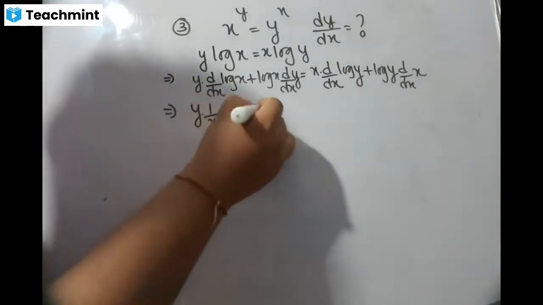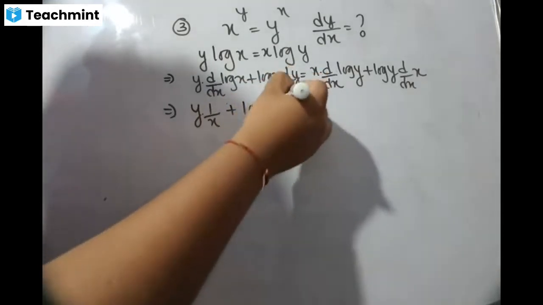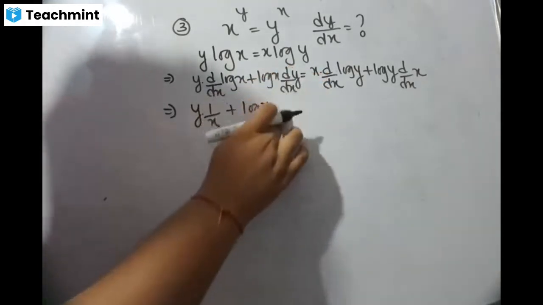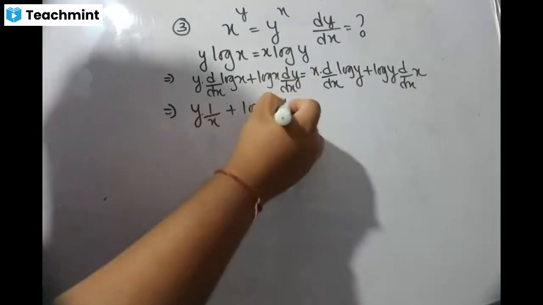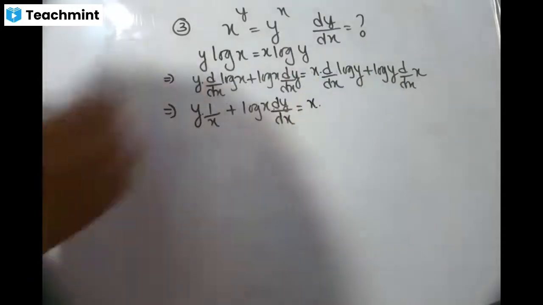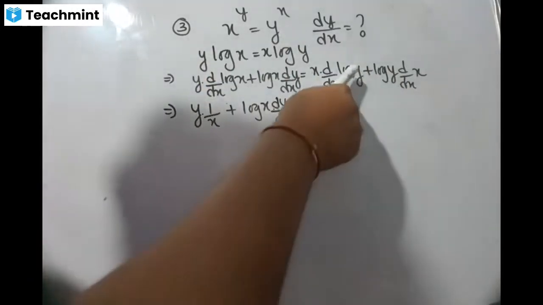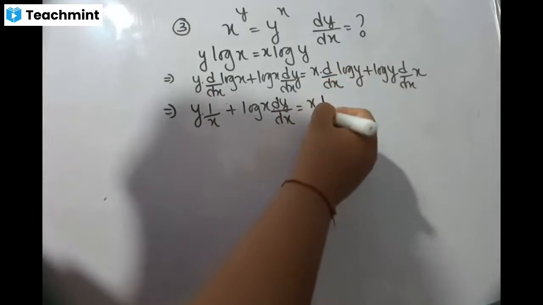Plus log x as it is. Derivative of y is 1. But this is y with respect to x. So we have to write dy by dx. So 1 into dy by dx will give you dy by dx only. Is that clear? x as it is. If the differentiation of log x is 1 by x, then obviously derivative of log y will also be 1 by y.